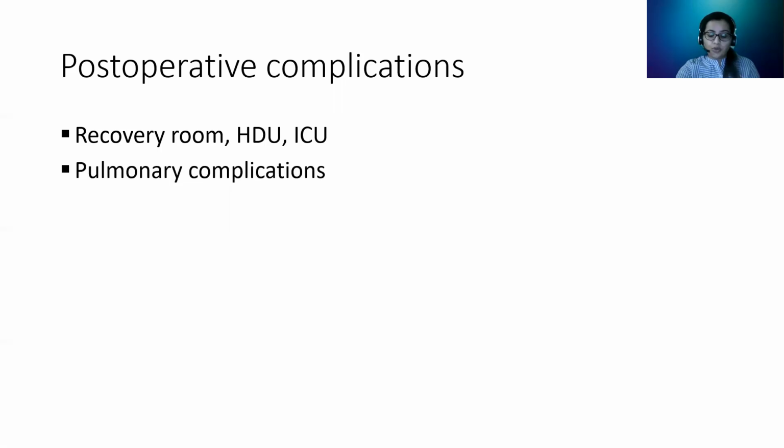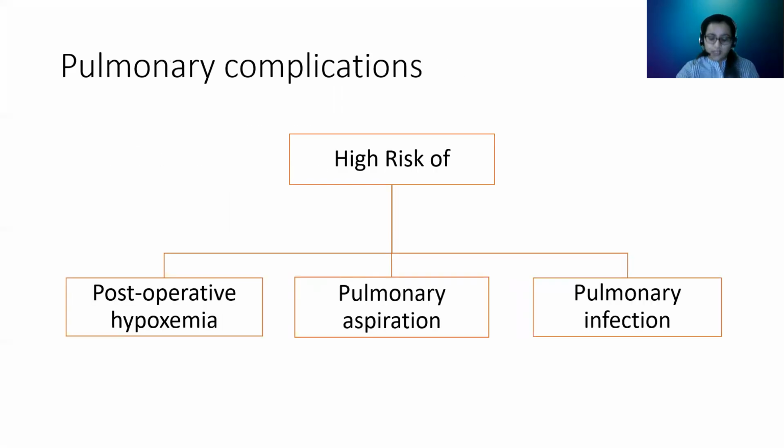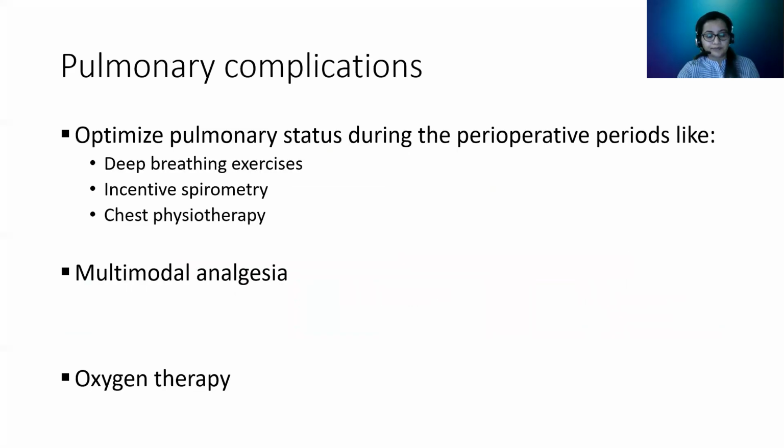The common post-operative complications seen in these patients are pulmonary complications. Postoperative hypoxemia, which is due to high incidence of postoperative residual neuromuscular blockade, atelectasis, and respiratory depression caused by opioids and other anesthetic agents. Elderly patients are also at high risk of pulmonary aspiration and infection like pneumonia.